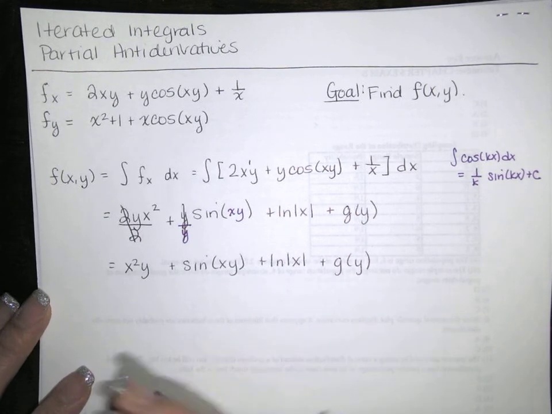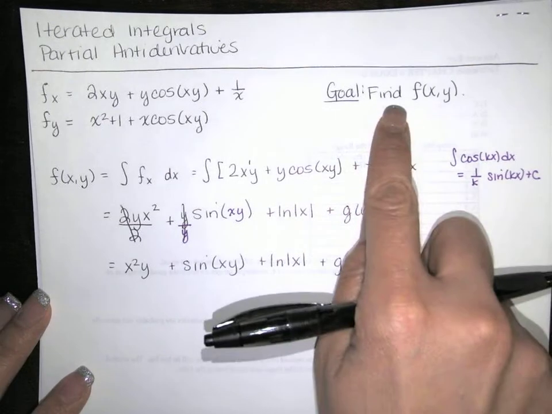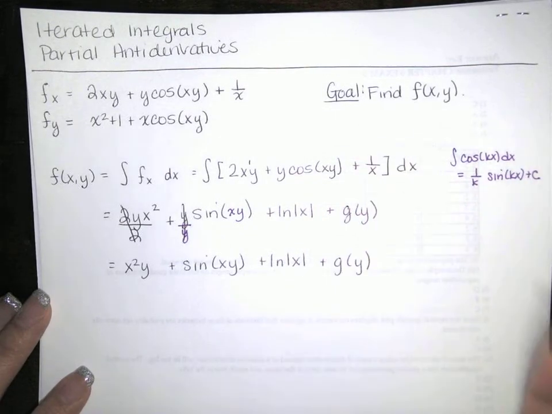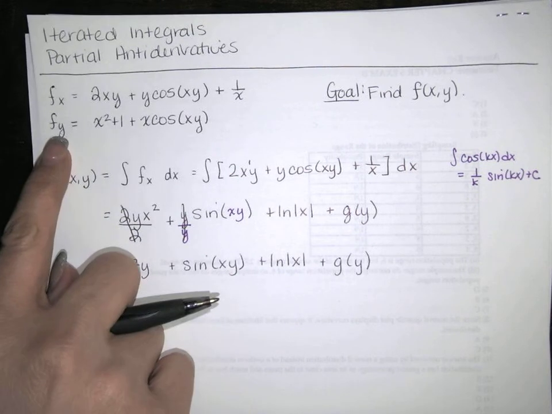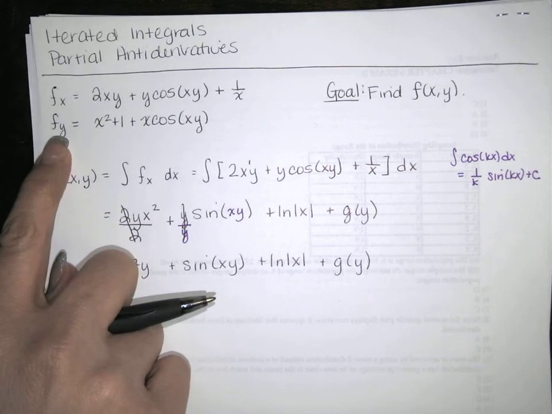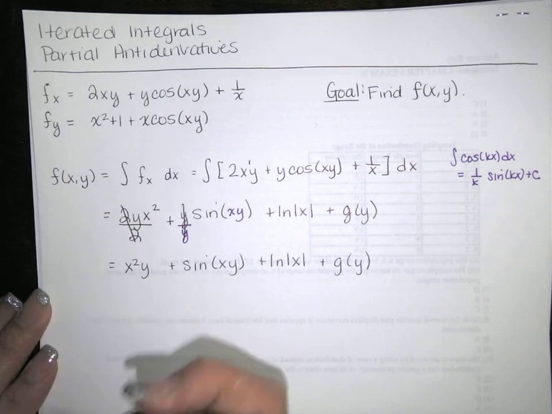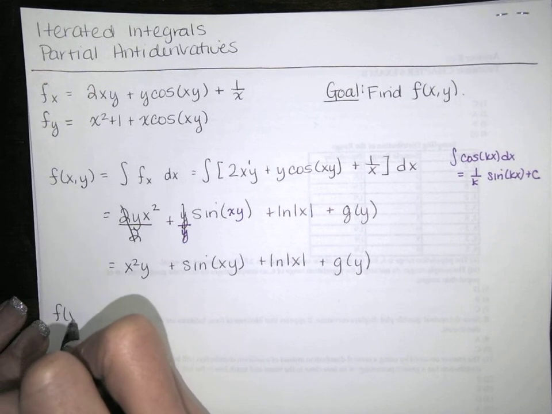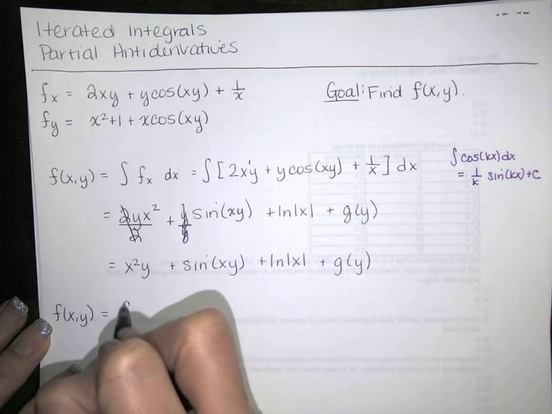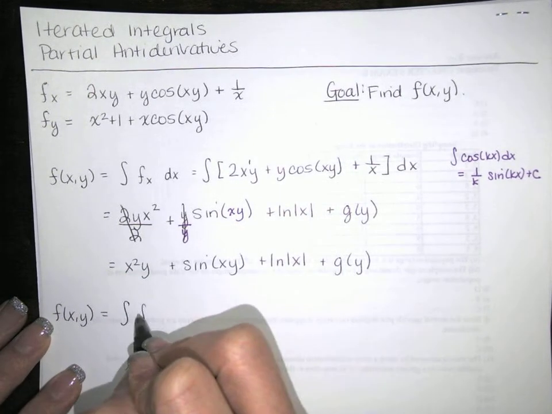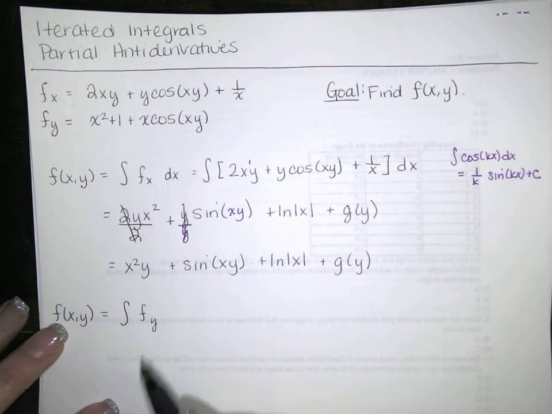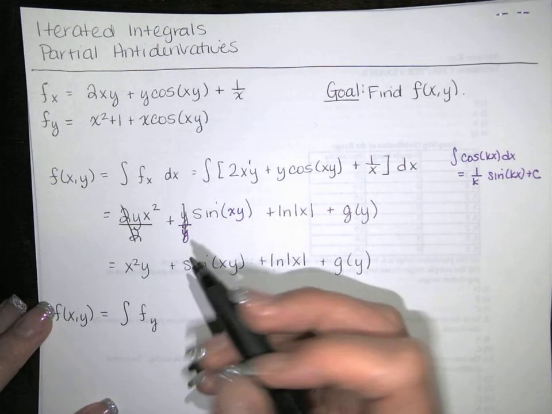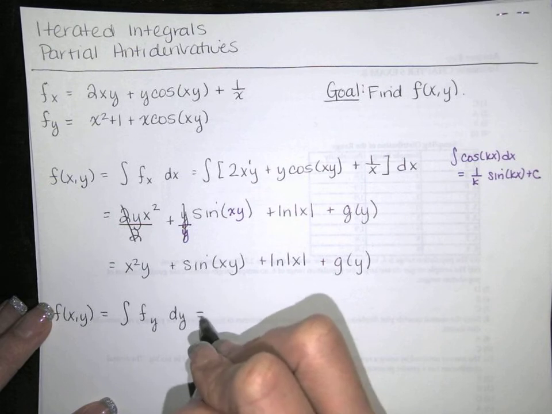So if I want to find f completely, I want to recover f completely, not just partially, I have to also take the partial antiderivative of the partial of f with respect to y. So f of x, y can be represented by two integrals. It's this integral, the antiderivative of the partial of f with respect to x, with respect to x, and the antiderivative of the partial of f with respect to y, with respect to y.